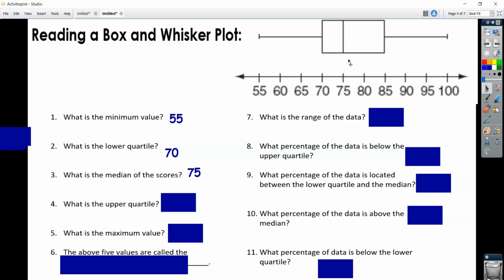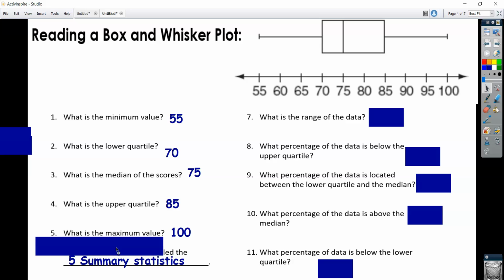What is the upper quartile, meaning what is this value right here at the end of the box? That's 85, so there's your upper quartile, also known as Q3. And then what is the maximum value? We know that the maximum value based on this graph is 100. In addition to that, it's asking you what the 5 values are called. So the above 5 values, the minimum, lower quartile, median, upper quartile, and the maximum, they should be called the 5 summary statistics. So that's what we're looking for.